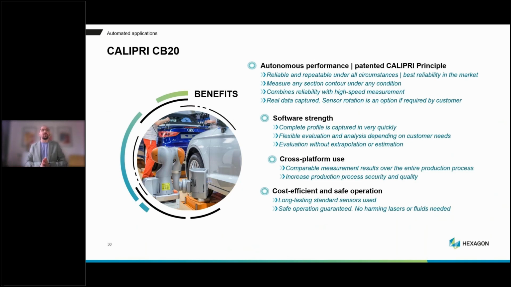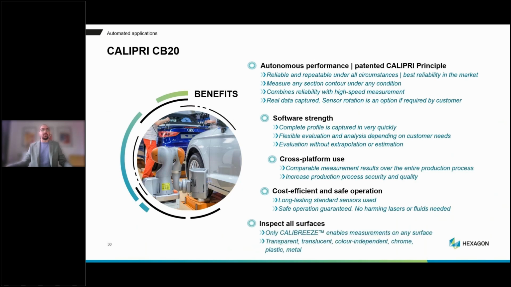Autonomous performance with the CALIPRI principle. I think we talked about that already enough. Cross-platform use, which is very unique. Again, same measurement strategy, overall gauges in the line, overall production steps, so no correlation needed in that case. And of course, CaliBreeze technology. With that, we can reliably scan all surfaces. Doesn't matter if glass, if compounds, whatever.